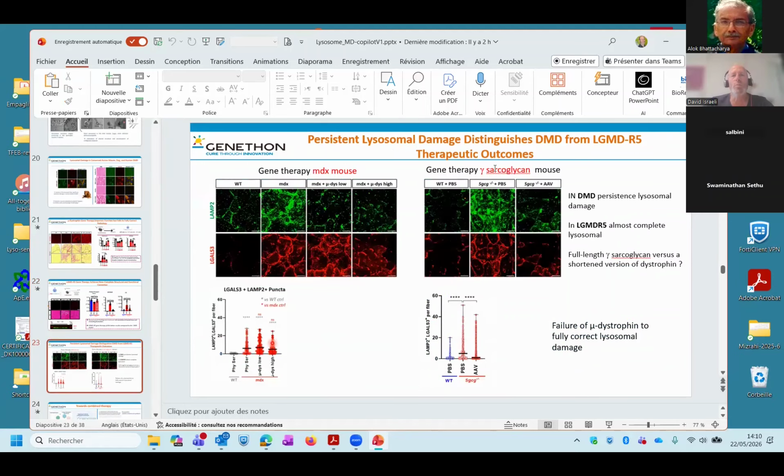And so what we do here, we compare the gene therapy in the Duchenne model to the gene therapy in the sarcoglycan model. And what you can see, for instance, in particular, the parameters of lysosomal damage, this galectin-3, is not coming back at all to normal in the treated mouse. This is a wild type. Here you have the Duchenne, and here you have treatment at low dose and at high dose. Even a high dose of microdystrophin cannot remove the lysosomal damage. In contrast, on the right side, when I go to gamma sarcoglycan, you can see that upon treatment, the lysosomal damage almost went back to normal. So this suggests the persistence of lysosomal damage in the model for Duchenne muscular dystrophy even after the treatment.